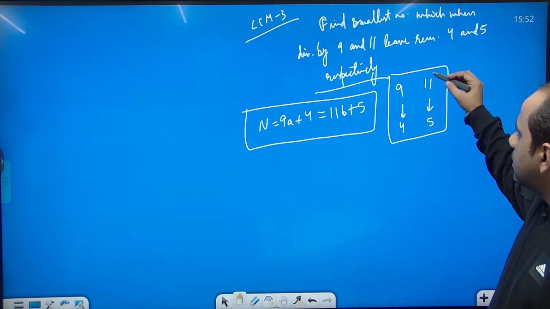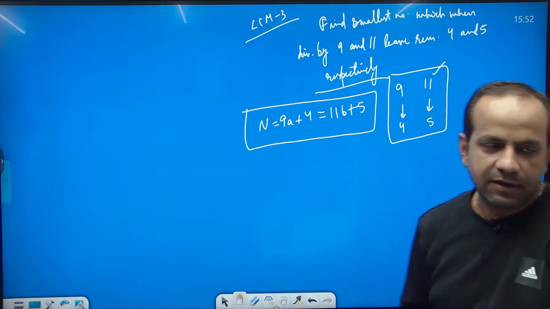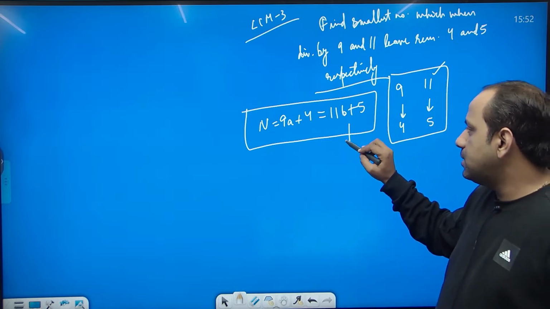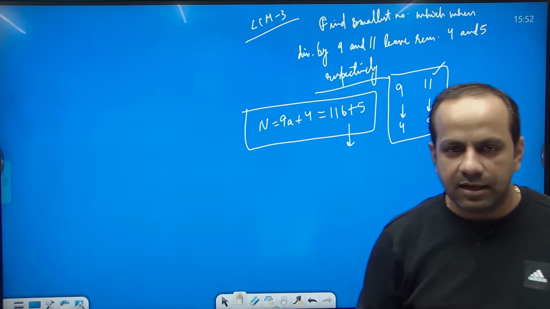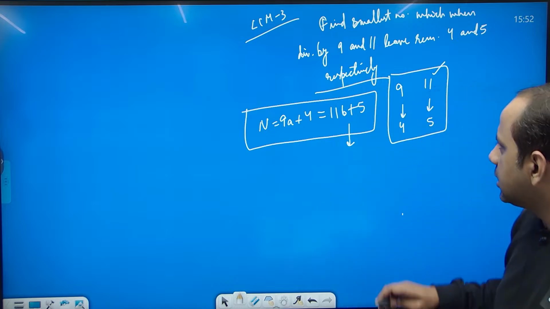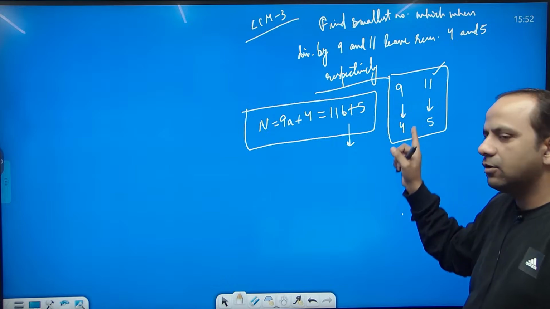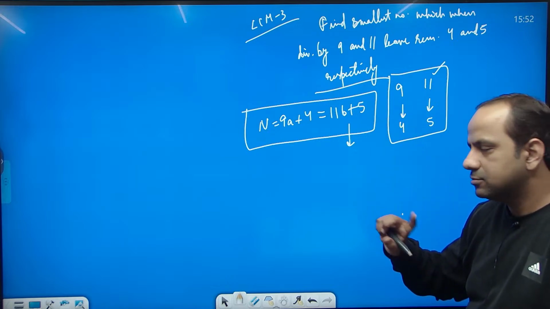तो जो बड़े वाला नंबर है ना उसे पकड़ लो, 11b plus 5. इसको देख लो. If I put b as 1 here, that will give us क्या आएगा? 16. चेक करो, क्या 16 9 से डिवाइड होकर 4 रिमाइंडर दे रहा है? तो दैट इज नॉट करेक्ट.